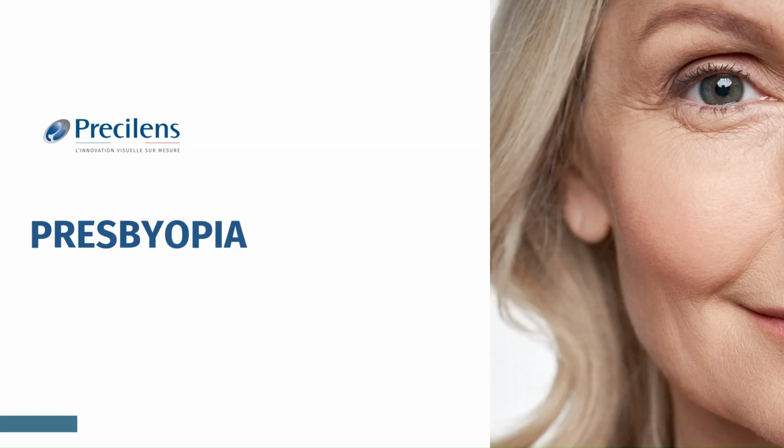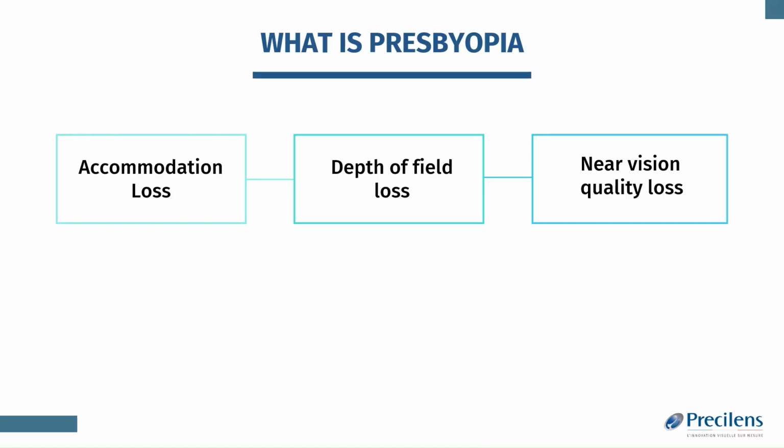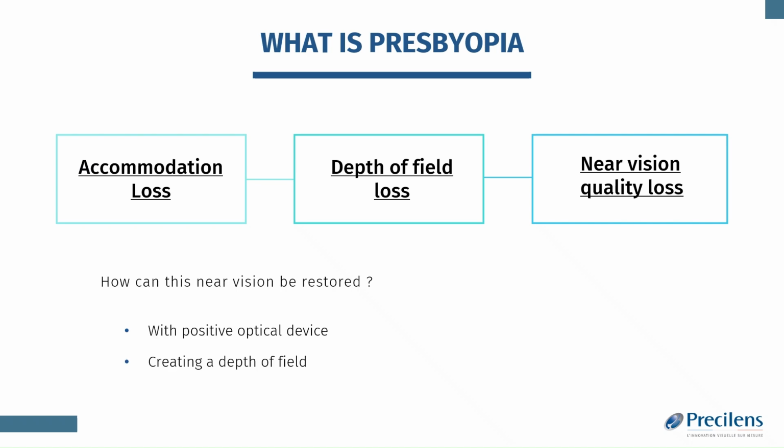First, let's look at what presbyopia is. Presbyopia is characterized by a loss of elasticity of the crystalline, leading to a loss of accommodation. This loss of accommodation causes a decrease in the depth of field of vision, leading to a decrease in the quality of near vision. It is possible to restore this near vision, either with the help of positive power optical equipment or by recreating a depth of field.